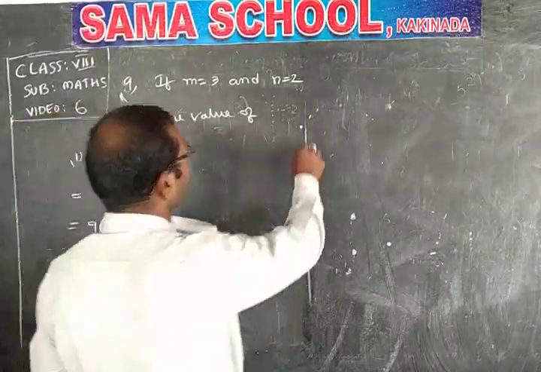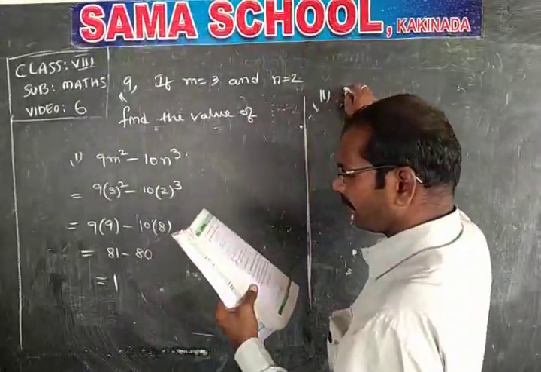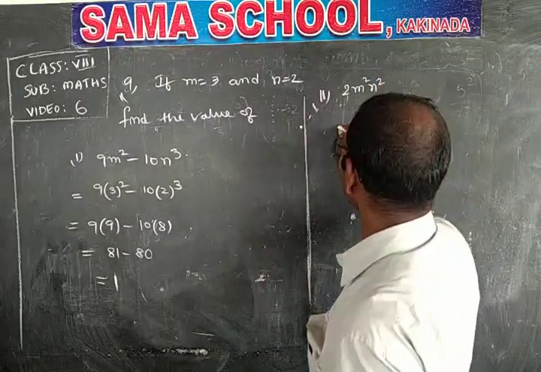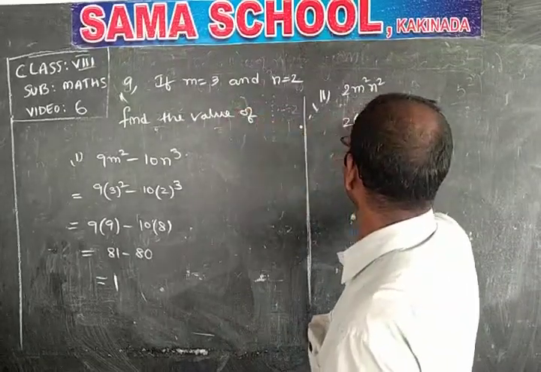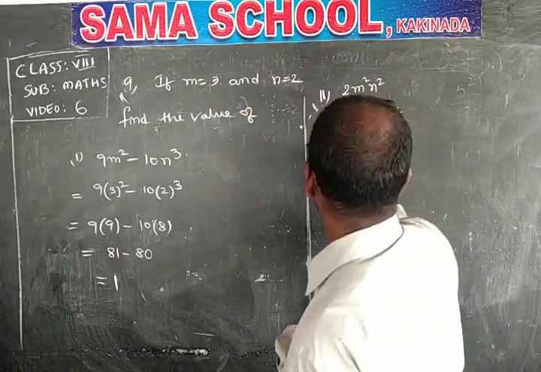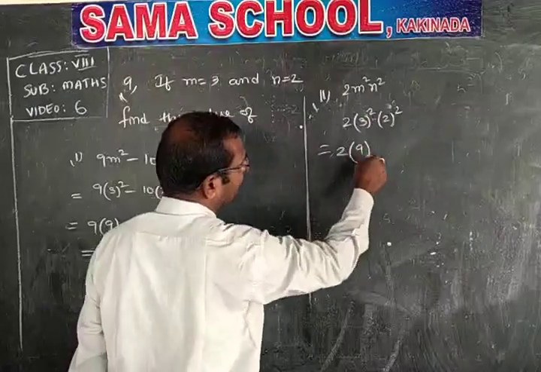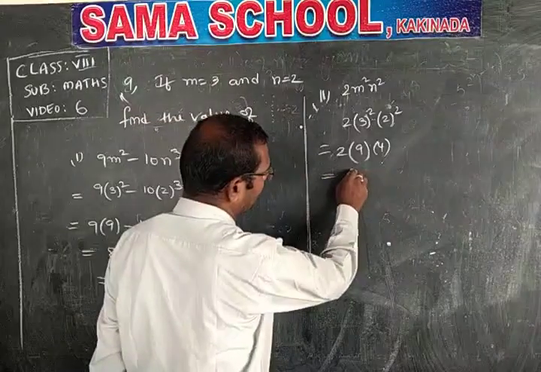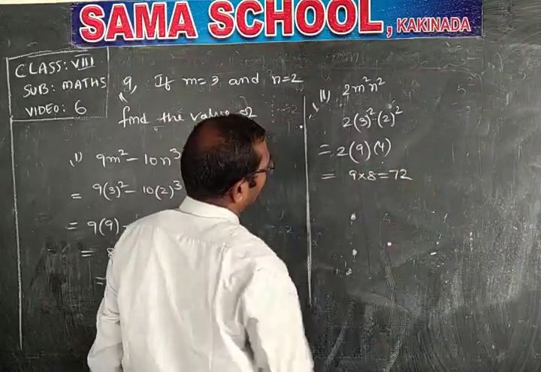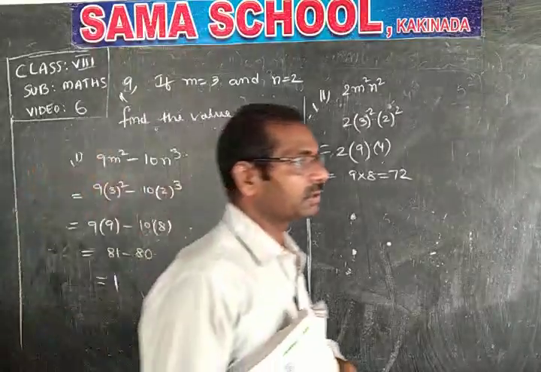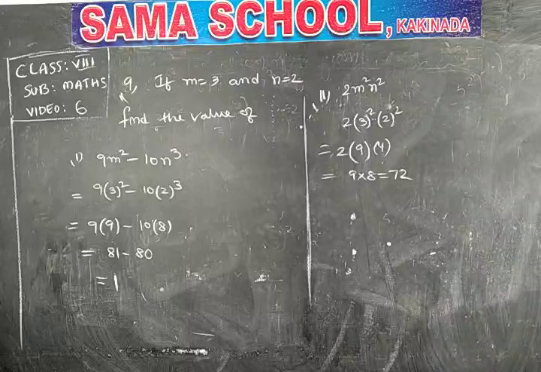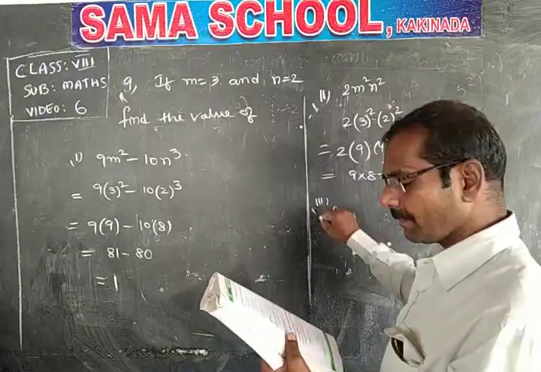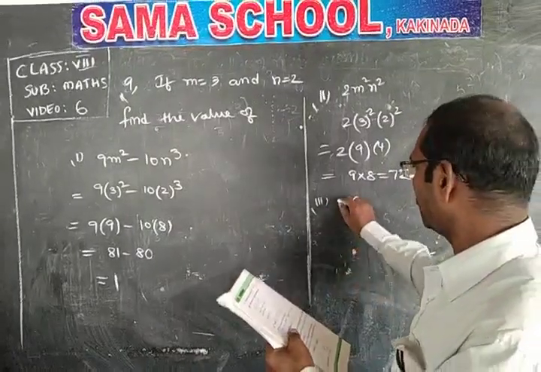Now in this second sum, 2m square n square. Next you have to do the solution. 2 into m means 3 square, n means 2 square. Finally 2 into 3 square means 9, 2 square means 4, 2 9s are 18. Otherwise 2 into 4 is 8, 9 into 8 is 72. 2 into 9 is 18, 18 4s are 72. Otherwise 2 into 4 is 8, 8 into 9 also you can do, no problem.